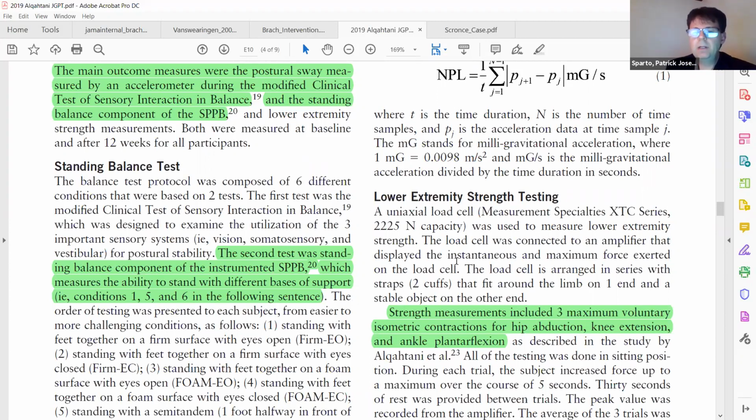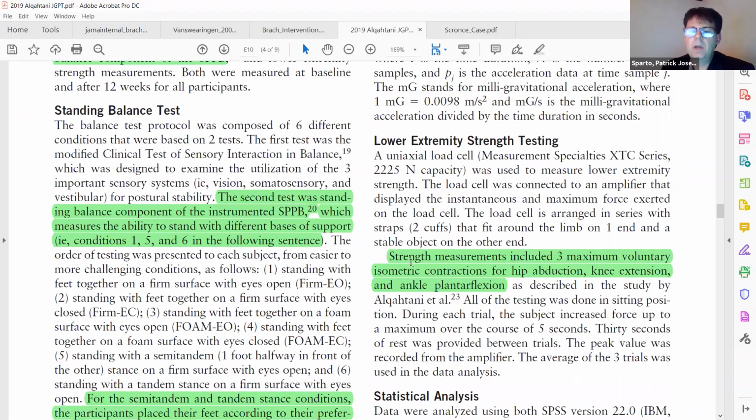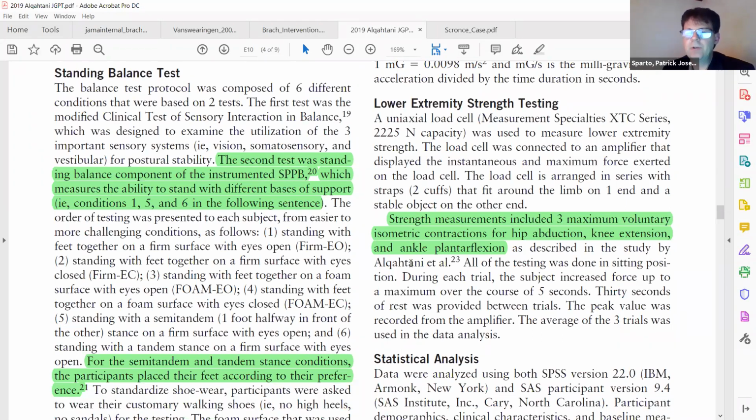For the lower extremity strength test, we had a uniaxial load cell, a force transducer. It wasn't the typical hand dynamometer, but a uniaxial load cell that we attached to inextensible straps, and we had the participants do 3 different maximal voluntary contractions for 3 lower extremity movements: hip abduction, knee extension, and ankle plantar flexion.